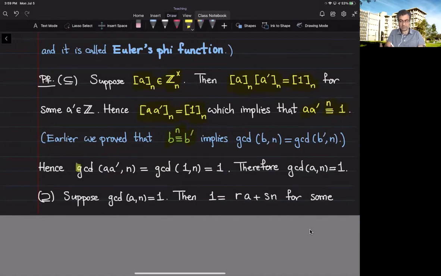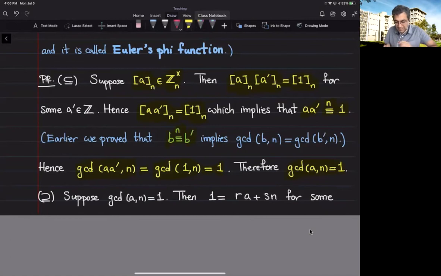Okay, so GCD of AA prime and n is the same as GCD of 1 and n, but GCD of 1 and any other integer is 1. So that means A times A prime and n are co-prime. They have no multiplicative factor in common. Of course, then that would imply that GCD of A and n should also be 1. They cannot have anything in common. That's one way of arguing, but alternatively, this is how you argue.